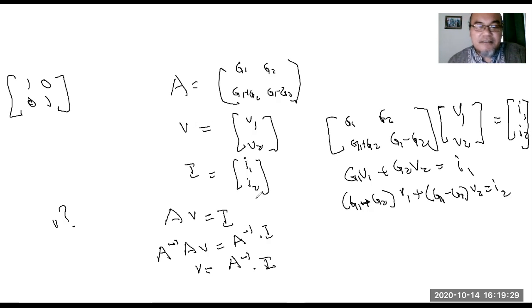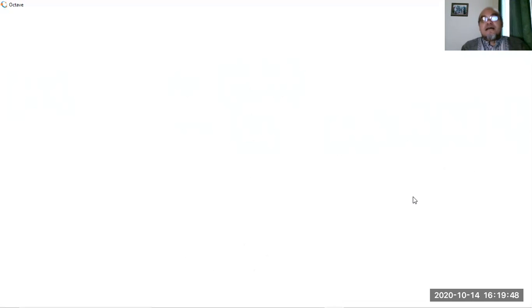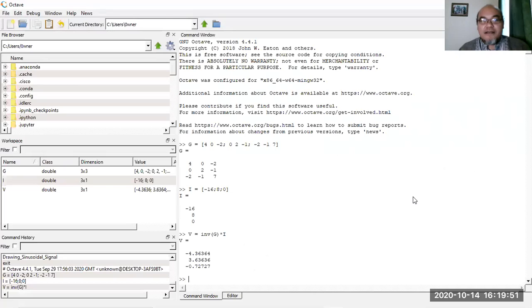Let's give an example. Let's share Octave here. You can download this software, have you seen it already? This software is free software. It has similar syntax to MATLAB. You can download it from octave.org.